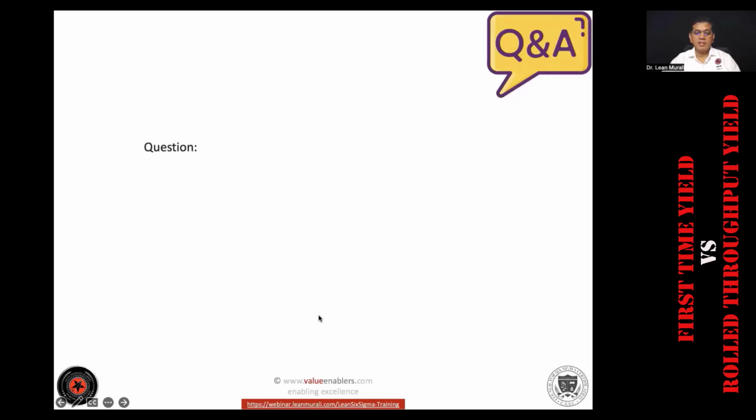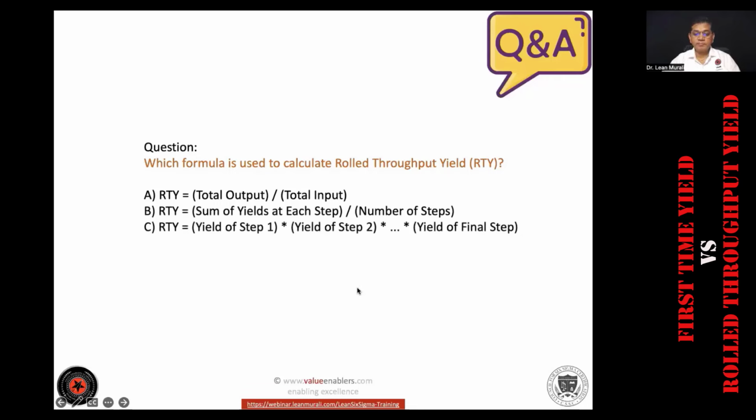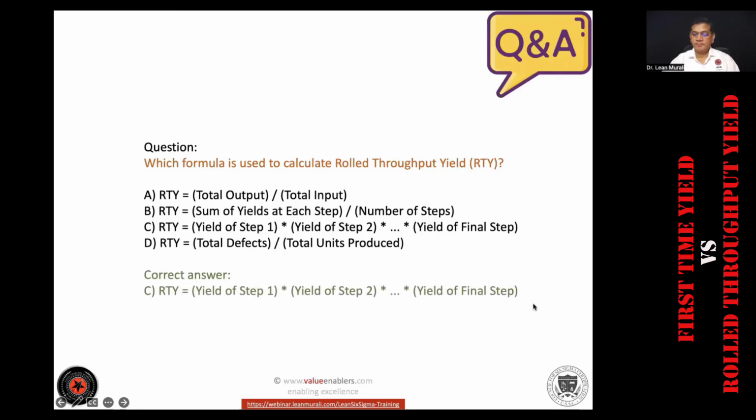Let us quickly ask another question. What is the formula for the rolled throughput yield? Total output by input, or sum of yield at each step divided by the number of steps, or yield of step 1 into yield of step 2 into yield of step 3 till the final yield, or total defects by total units produced? Which is the correct answer? C is the correct answer.